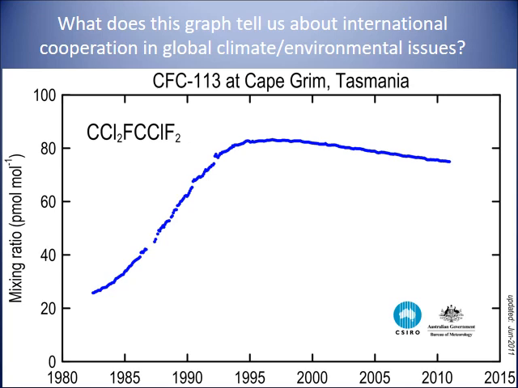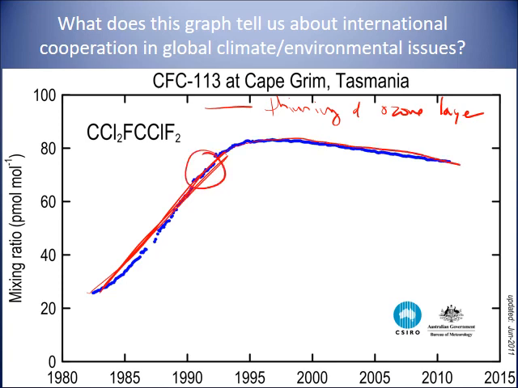So here we have CFCs. These cause a thinning of our ozone layer. And it's pretty amazing. We see this increase up until the early 90s, and then we see a level off and a decrease. And the big difference was, this is when the Montreal Protocol was signed. You see right away it started to level out and then decrease. And we still see that decrease up until present day.